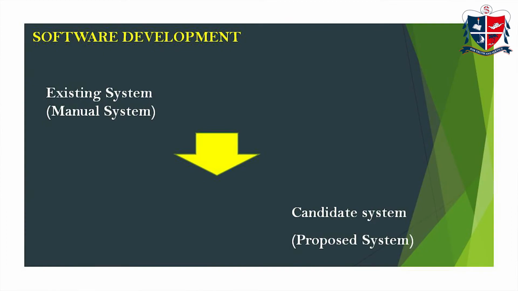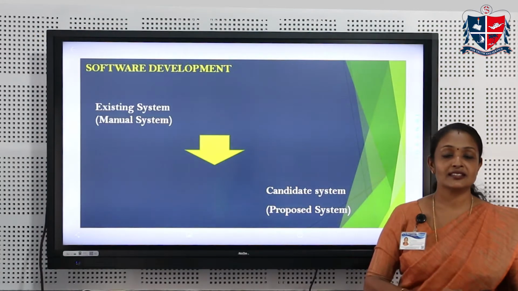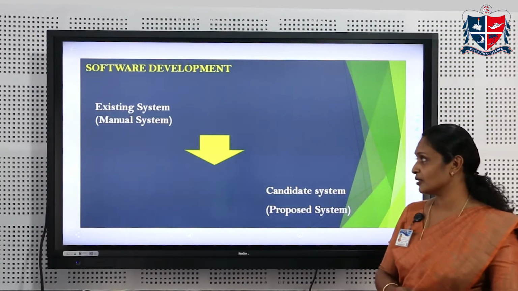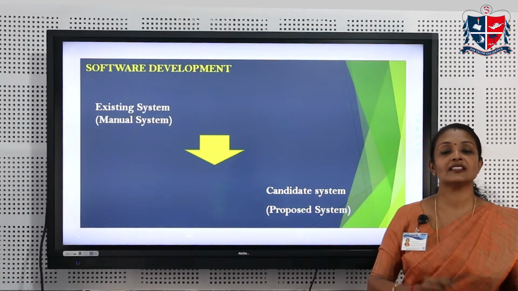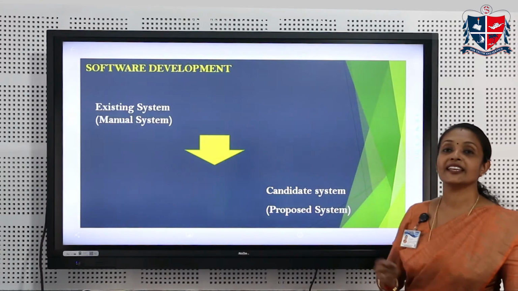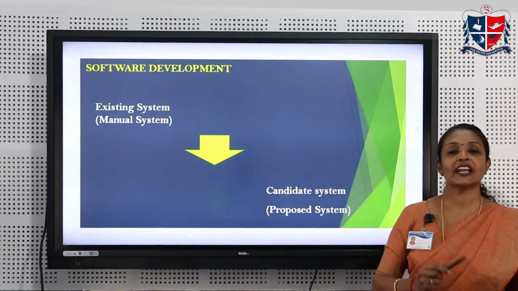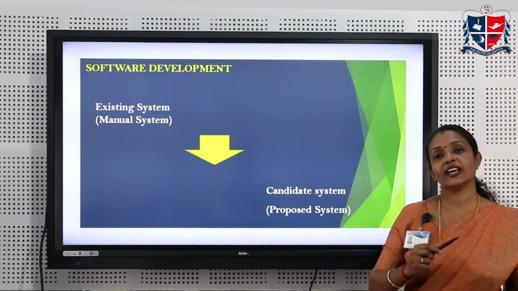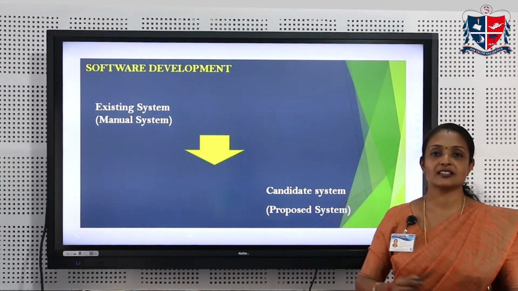In software development, we are basically concerned with two different types of systems. One is the existing system or the manual system, and the other one is the proposed system. That is the system which we are going to develop. It is also known as the candidate system. So if you are developing software, we are actually migrating from the current system to the computerized new system.